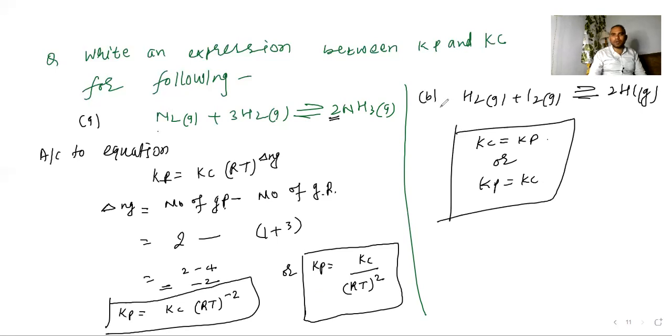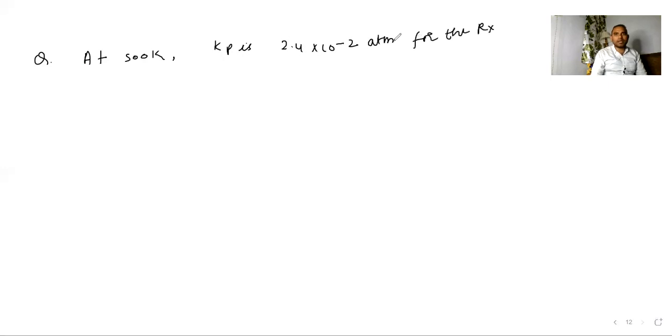Let's try to solve the problem. See the question. At 500 Kelvin, Kp is 2.4 into 10 power minus 2 atm. Here in the question they have given the unit, but in 99% of cases you are not going to get the unit. This question I have selected from some other book, the IB book.